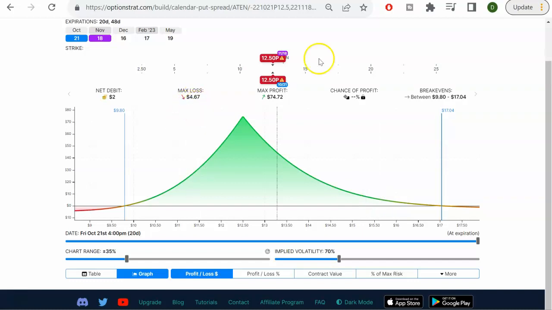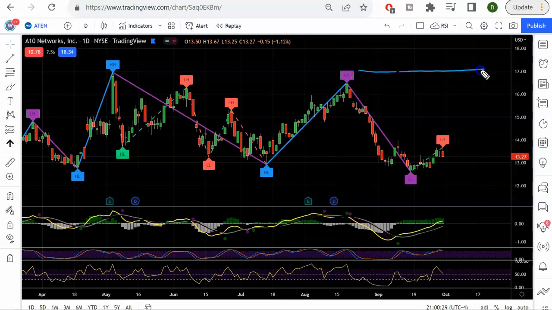What do you think? Will it stay in between 17.04 and 9.80, somewhere down in here, over the next month? I think there's a good chance of it. What do you think? Leave a comment below. Remember to do your own due diligence. Trading is risky, although there doesn't seem to be a lot of risk on this one.